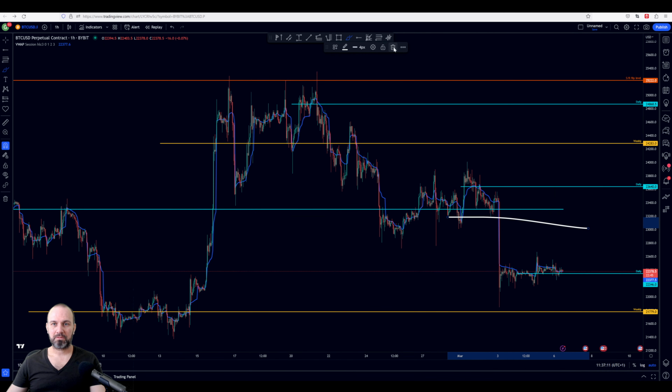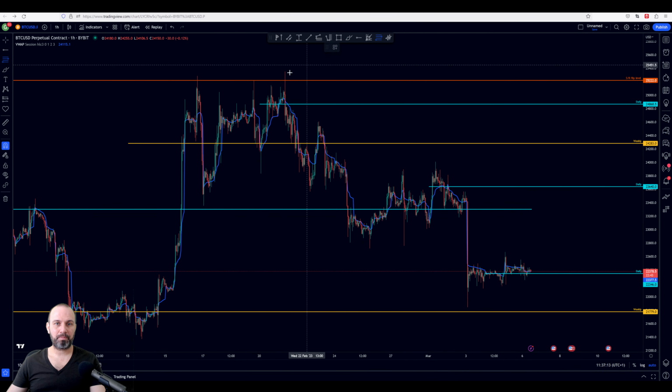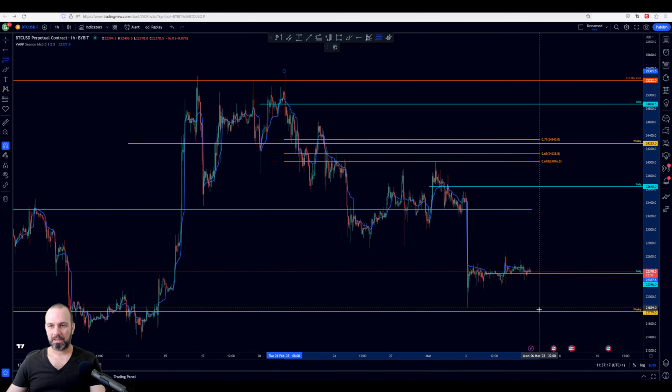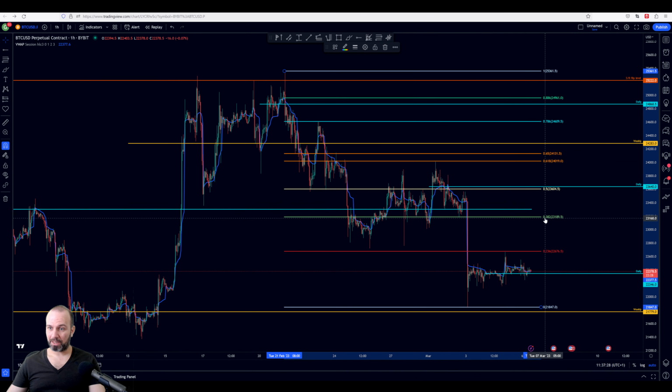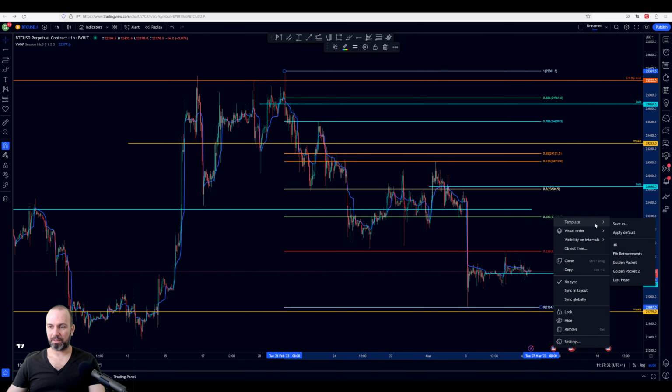Sorry, we need to pull some fibs also, something like this. Okay, so the golden pocket comes actually here. Let's see the 0.382. The 0.382 actually comes somewhere in this area. Golden pocket here. Okay, fair enough.